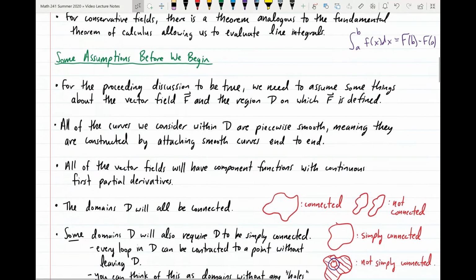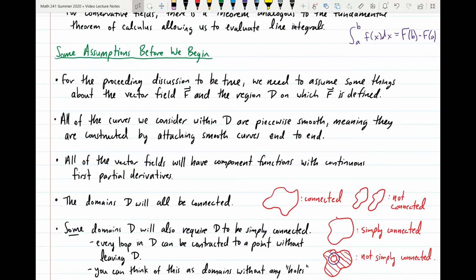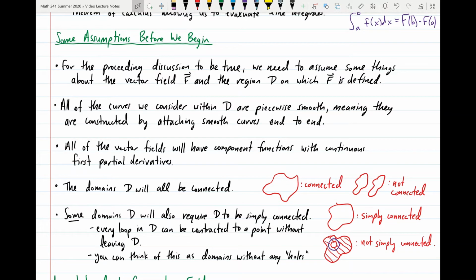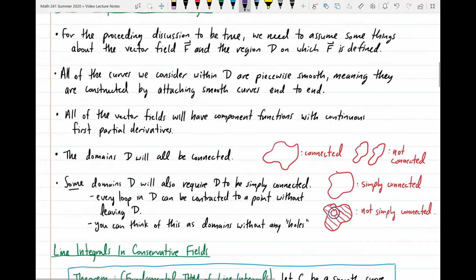So before we begin that discussion, there are some assumptions that we have to talk about first because they're going to be relevant to the preceding theorems for the rest of the video. So for the preceding discussion to be true, we need to assume some things about the vector field F and the region D on which F is defined. So first off, all of the curves that we consider within the region D are piecewise smooth curves, meaning that they can be constructed by attaching smooth curves end to end.